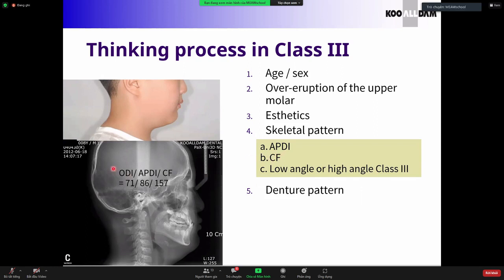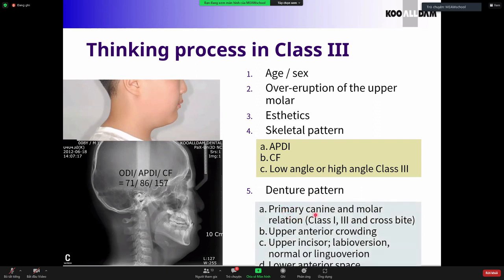Many know the ODI value; however, the combination factor value is more effective than the ODI value. So we want to divide low angle class 3 and high angle class 3. And finally, we should check the denture pattern. At that time, the primary canine relation and molar relation, upper anterior crowding, upper incisor and lower incisor position, and also lower anterior spacing.